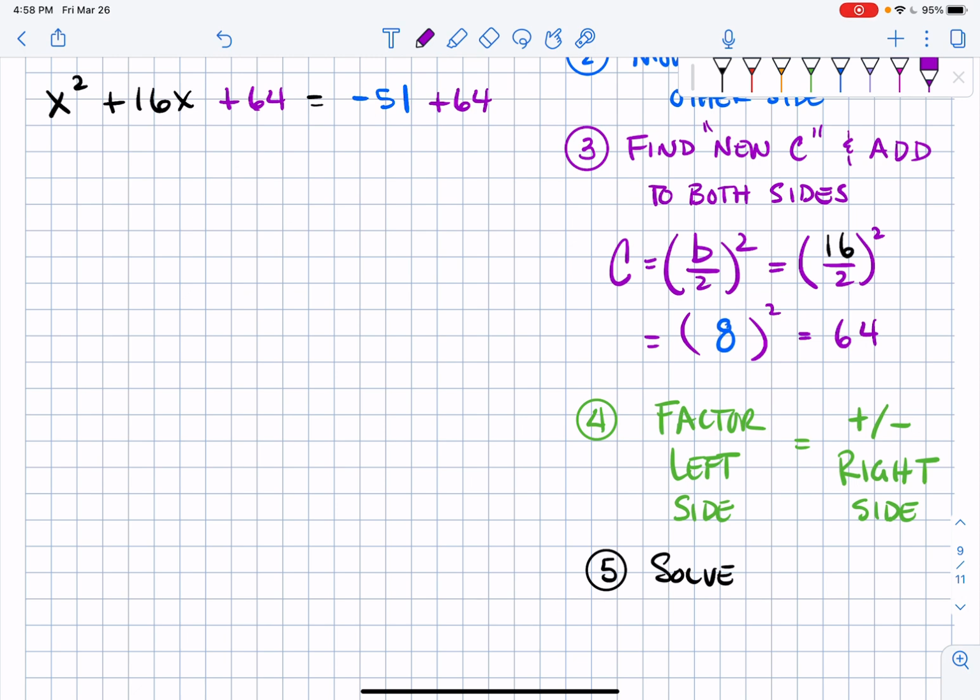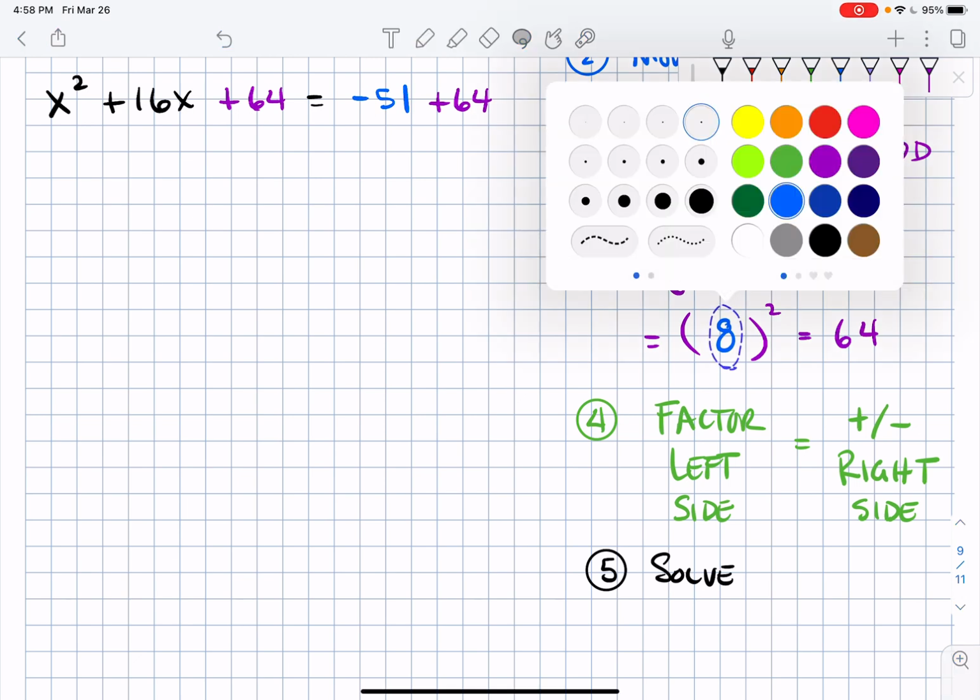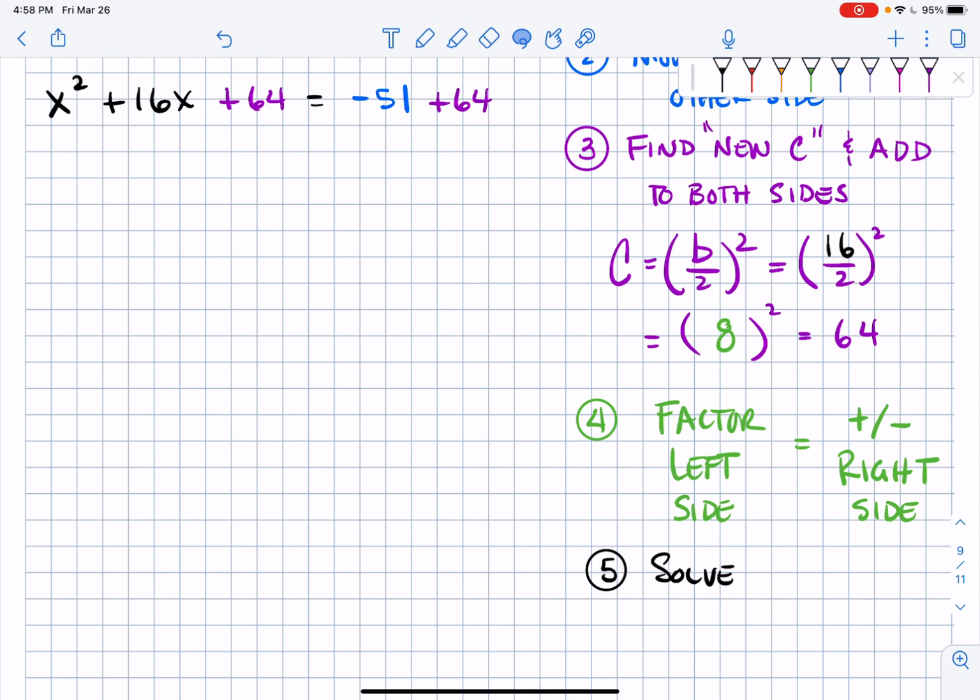Oops, maybe I should have done this in... I did this on purpose, and I still screwed it up. All right, so when I factor the left side, I'm going to have x plus 8 squared is equal to 64 minus 51. What is that? 13? Is that right? Okay. So last thing to do is to solve.